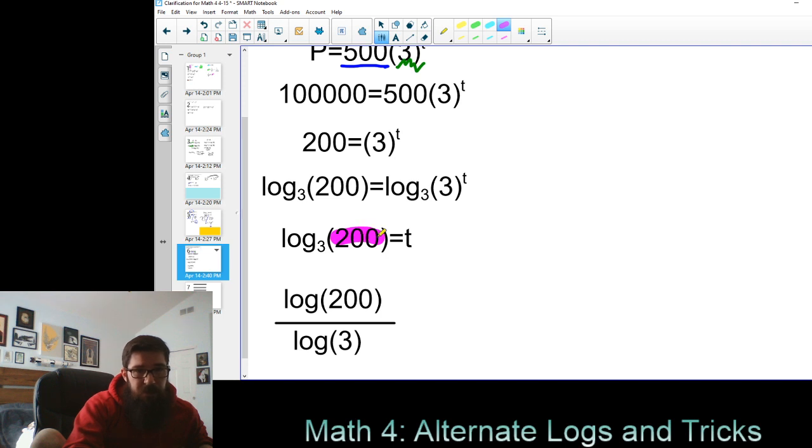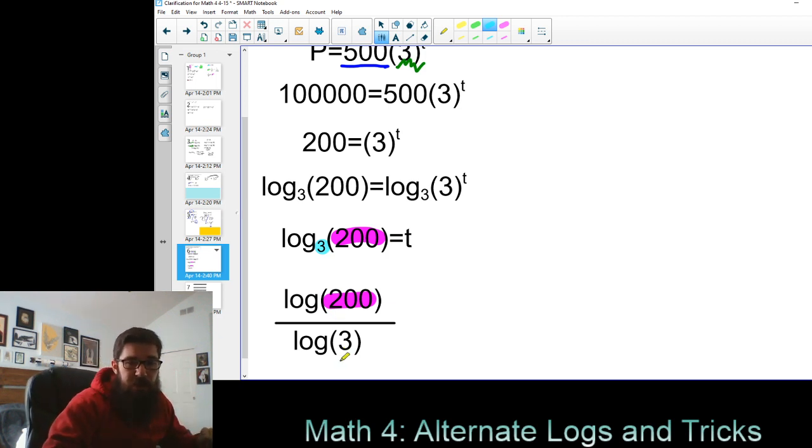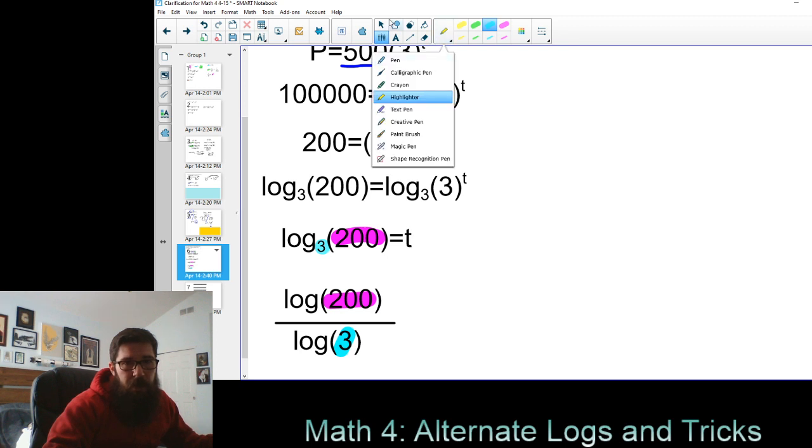This number right here, 200, is the argument. I'm trying to rewrite log base 3 of 200 into another form. 200 is still the argument of the numerator, and it's going to stay that way. 3 was the original base, and I'm saying I don't want that base to be 3. So we make 3 the argument of now the denominator. The argument's that piece inside of a log. We're allowed to now do this.